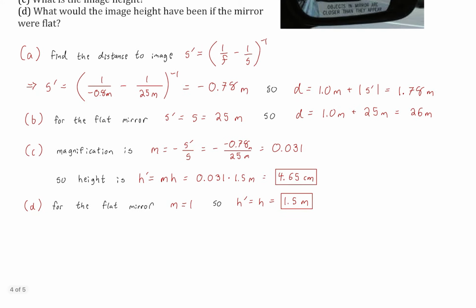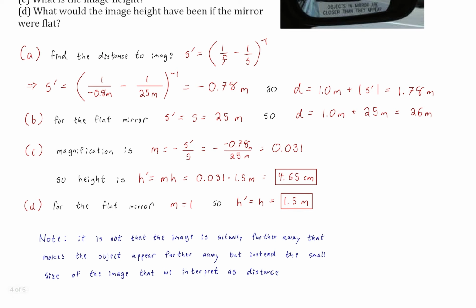To put that in words here, it is not that the image is actually further away, clearly. Instead, it is the small size of the image that we interpret as distance. It does come down to the angular size of the image, an idea we'll talk about starting around lecture 27, I think, where it first comes up, so something to look forward to.